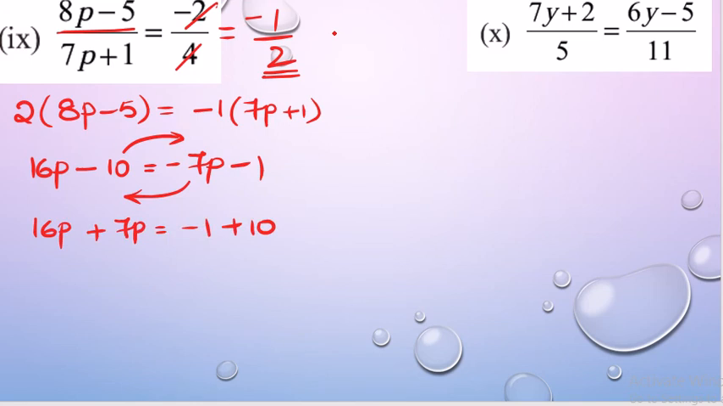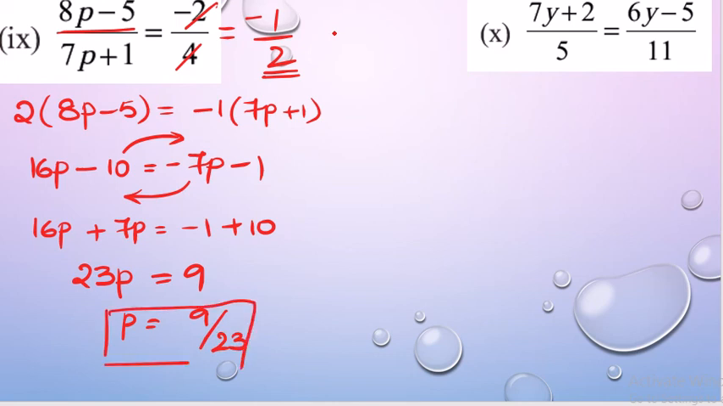So 16 plus 7 is nothing but 23p, is equal to 10 minus 1, which is nothing but 9. So from this p is equal to 9 divided by 23. So this is nothing but the value of p, right?